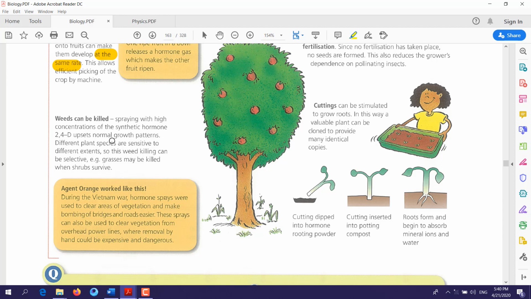Weeds can be killed. Nowadays, when you plant any kind of plant in your garden at home, sometimes some weeds will grow with the plant. Sometimes the unwanted plant will grow. So how do you prevent or solve this issue? They use some hormones. They spray high concentrations of synthetic hormones on the plants. Some plants can handle this concentration of hormone, while the others will not be able to handle it. So the weed will be killed.